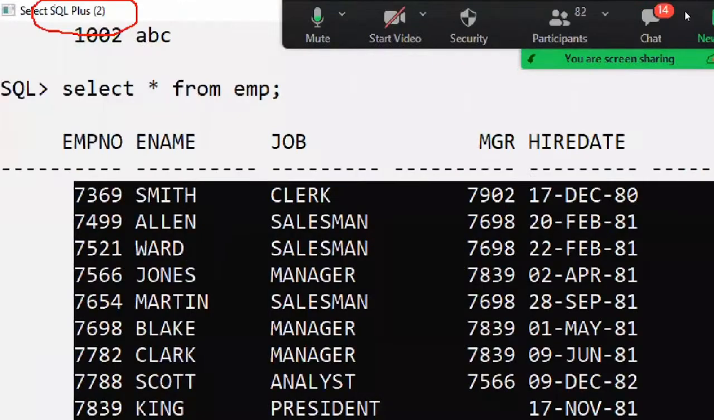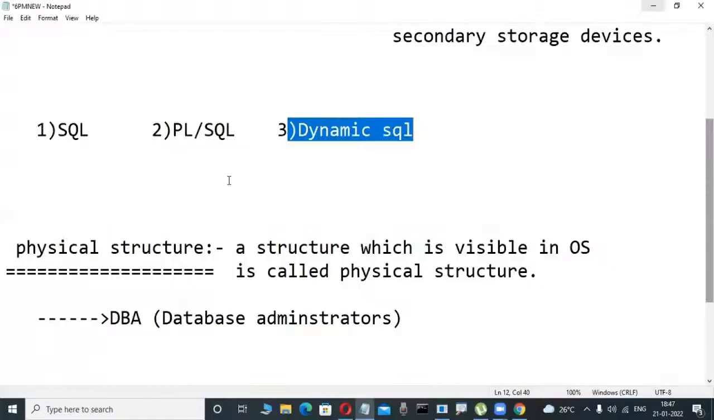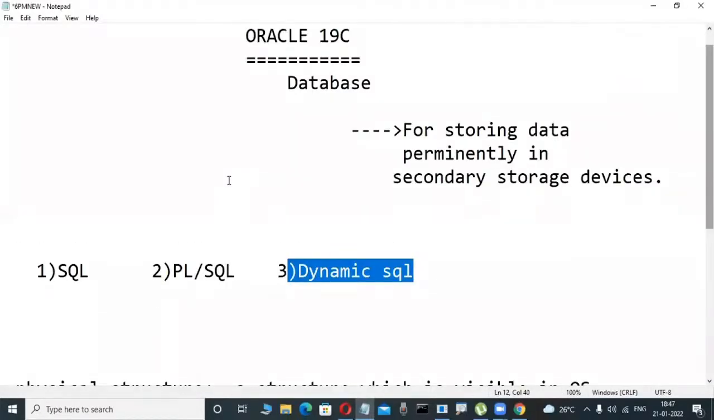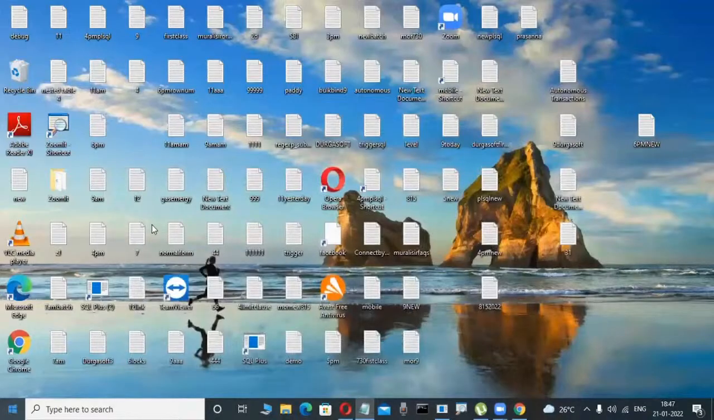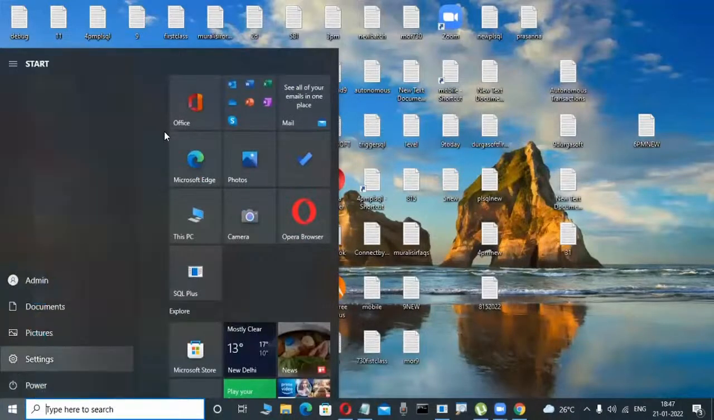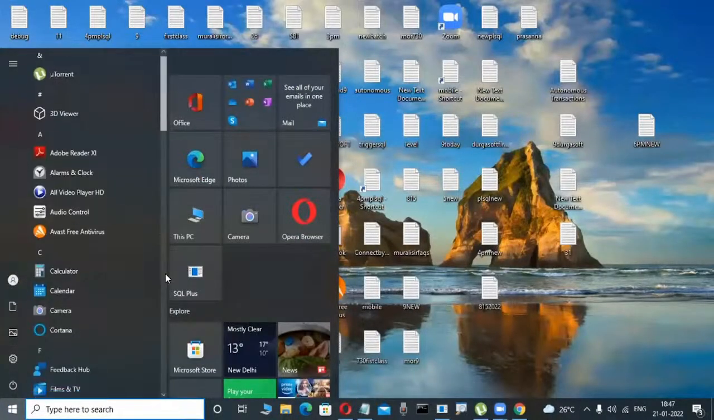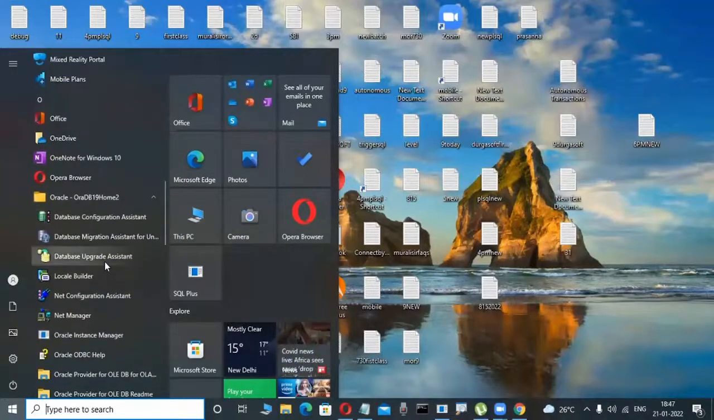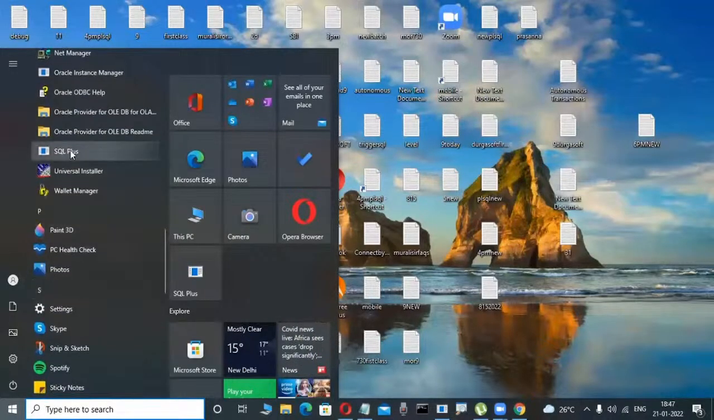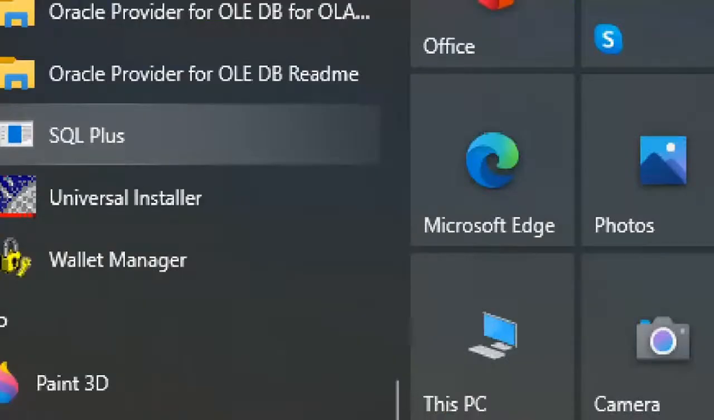If you want to connect to Oracle database, then we are using client tools. SQL Plus is a tool, the default tool. Whenever I'm installing Oracle software, automatically the tool is available. How can you install? What are these tools? We are learning in our course. Don't worry. When I'm installing Oracle software, SQL Plus tool is automatically there.